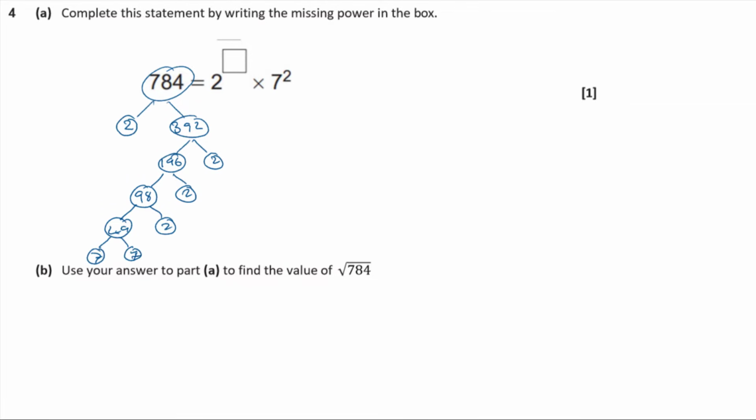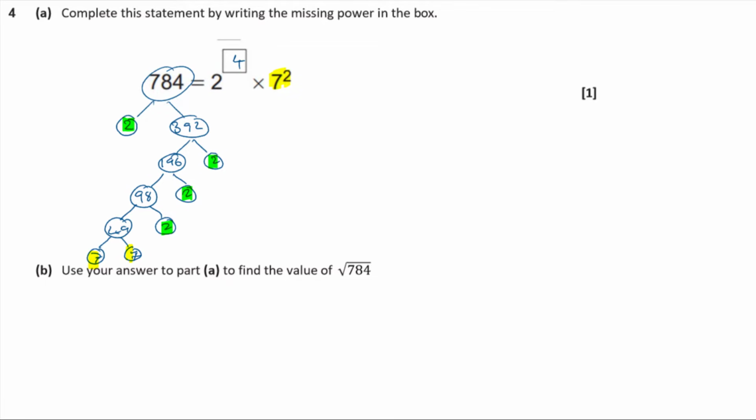Okay, so then how many 2s have I got then? My 2 7s, look, that's what's there. And then I've got 1, 2, 3, 4 2s. So that's 2 to the power 4 times 7 squared, and that's going to give me 784 again.